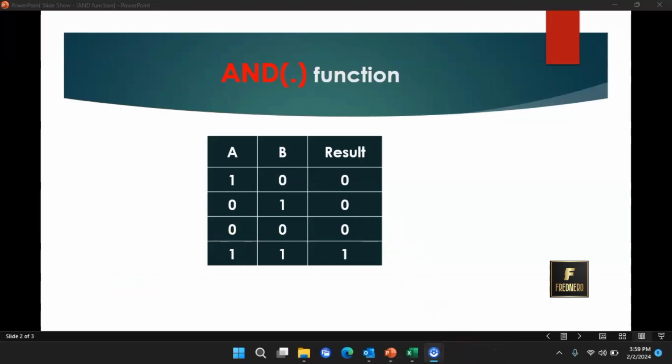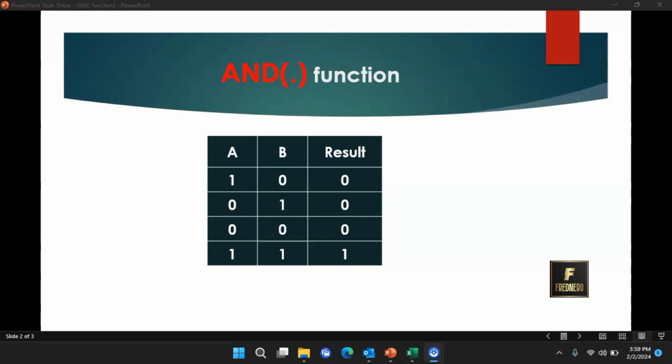The AND function is a logical function that returns true if both conditions are met. If one of the conditions is not met, the result is going to be false. The AND function works like multiplication. Now, like what we have on the screen, we have input A, input B.